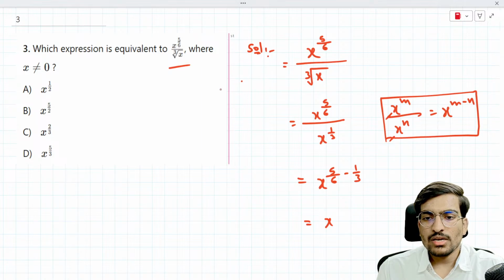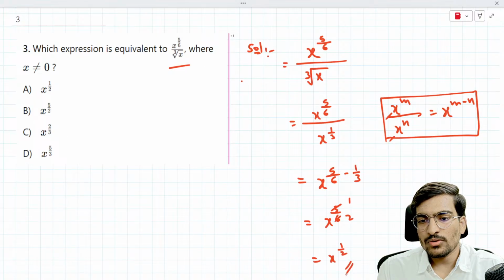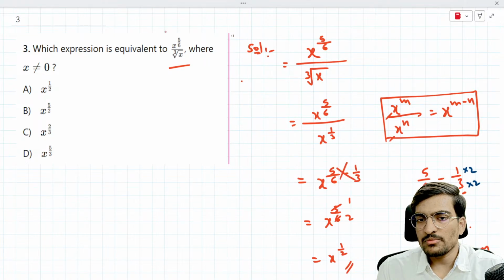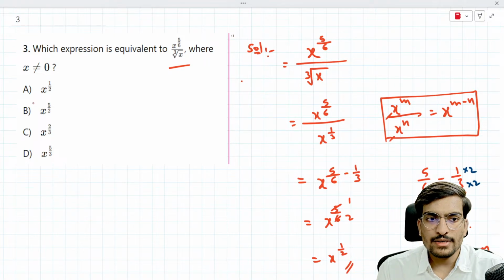So just do that solving part. So you get 3 by 6, that is 3 ones, 3 twos, that equals x raised to the power of 1 by 2. So what I did here, 5 by 6 minus 1 by 3. To make the denominator the same, I just multiplied the second fraction by 2. So this is going to be 5 by 6 minus 2 by 6, that is 5 minus 2 by 6, which is 3 by 6, which is 1 by 2. Or else you can still do cross multiplication, whichever you're comfortable with. So which is option A.